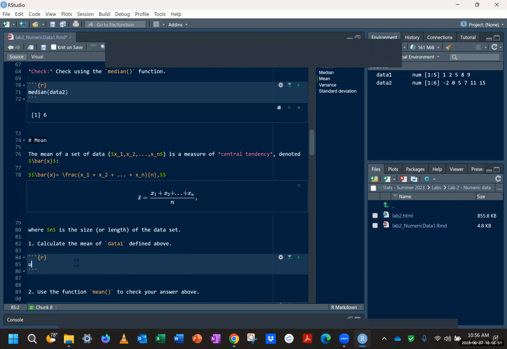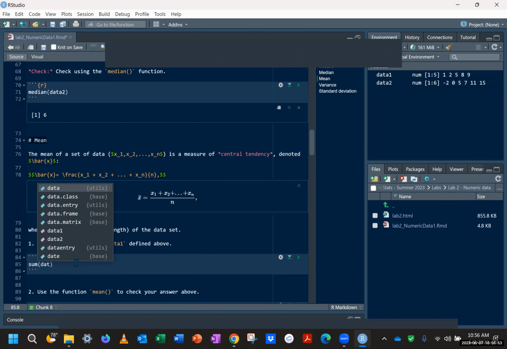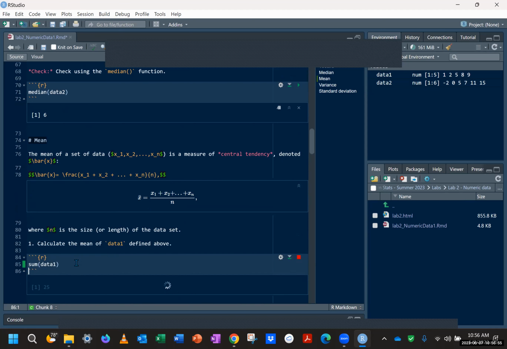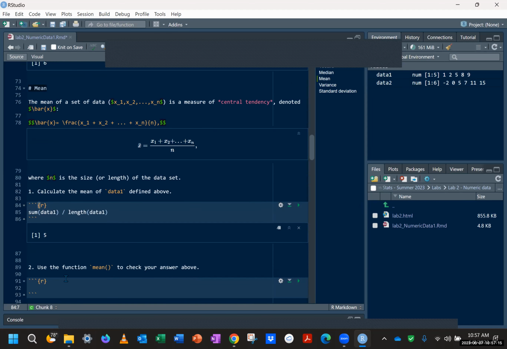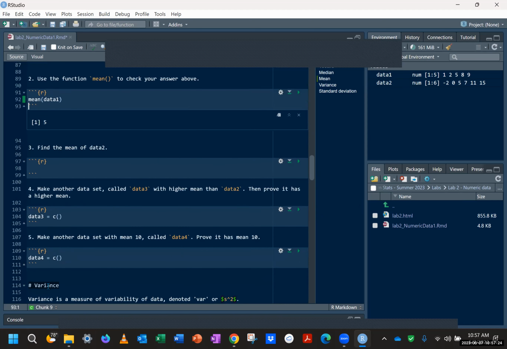If we want to add up the numbers in data 1, we say sum data 1. That's the sum. And if I want to find the length of data 1, find length. So it's 25, and 5. So in one line, I could do this. I could say divide by length. So we get 5. So that's how we can do it by hand, but R is smart. It knows how to find the mean as well. We just say mean data 1, and it does it for us.